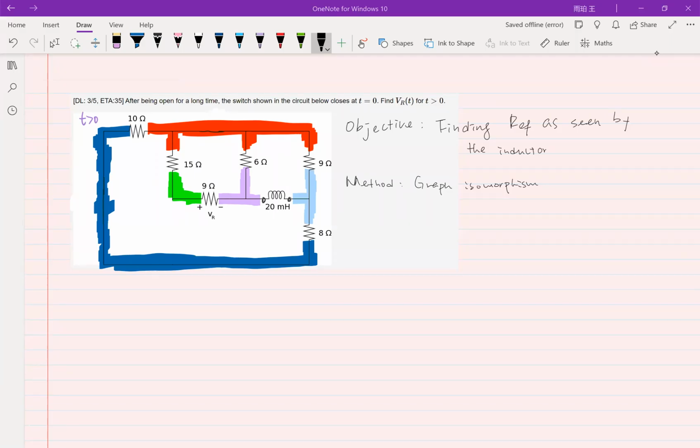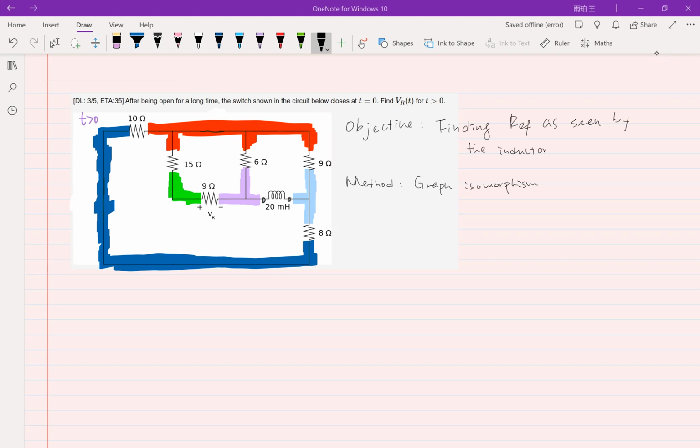Hi, I'm going to do an example of finding the equivalent resistance by using graph isomorphism in a circuit where there is only independent sources. I've already drawn out the circuit as it is in time larger than 0, and I already killed all the sources. And I labeled all the nodes for convenience to save us some time.